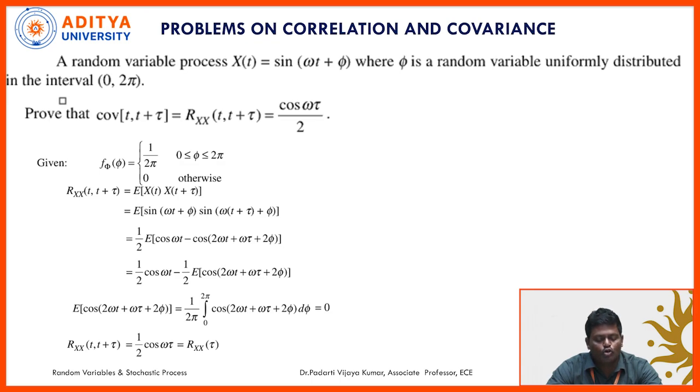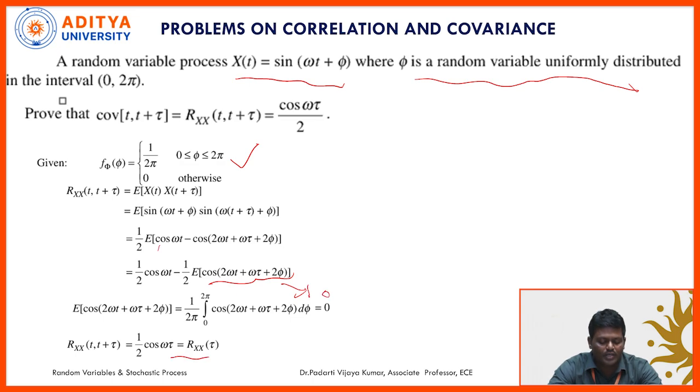So, let us compute the covariance for a given random process. X of t is equal to sin of omega t plus phi, where phi is a uniformly distributed random variable. Since phi is a uniformly distributed random variable, the uniform density function is written here. First, we will compute the correlation. The correlation formula is expectation of x of t into x of t plus tau. Sin A sin B is written as half of cos A minus B minus cos A plus B. Again, expectation of this function we will get 0, and expectation of the constant is 1 by 2 cos omega tau. So, Rxx of tau is 1 by 2 cos omega tau.